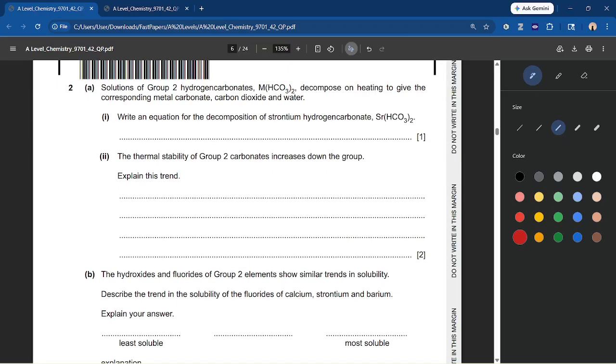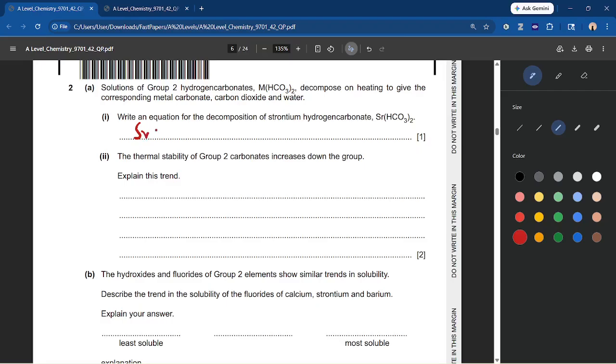Solutions of group 2 hydrogen carbonates decompose on heating to give the corresponding metal carbonate, carbon dioxide, and water. So they've already told you what it forms. So now you just need to answer a very simple question. Write an equation for the decomposition of strontium hydrogen carbonate. So you're going to get the metal carbonate, you're going to get carbon dioxide, and you're going to get water.